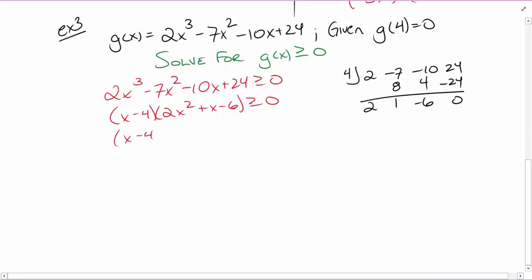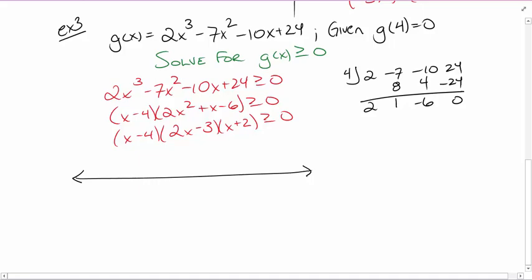Let's factor that further into 2x and x. One of these signs needs to be positive, one of them needs to be negative. Let's go with a plus 2 attached to the x and a minus 3. That would give me my plus x in the middle. I'm now going to do a sign pattern for each of these factors. When does x minus 4 equal 0? That occurs at 4. When does 2x minus 3 equal 0? That occurs at 3/2. When does x plus 2 equal 0? That occurs at -2.